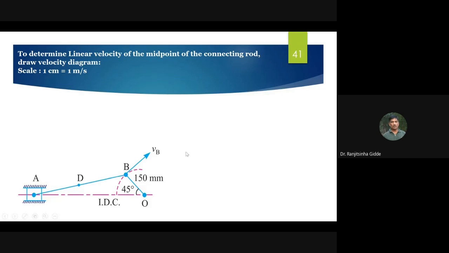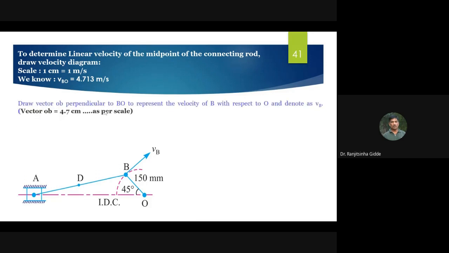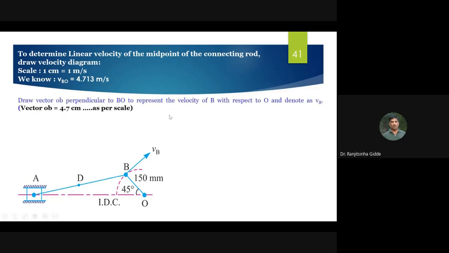Then we know this VBO is equal to 4.713 meter per second. So write down this: we know VBO is equal to 4.713 meter per second.